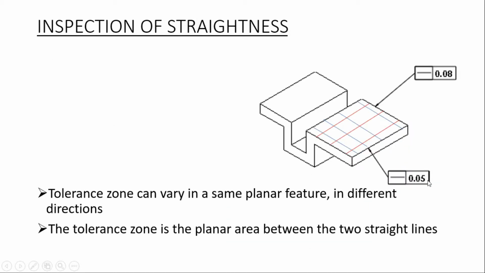In other words, on the same planar feature, as you can see here, in the same feature but in a different direction, we can assign a different value of straightness. These values are determined based on the mating surface. The tolerance zone of the straightness is the planar area between the two straight lines.